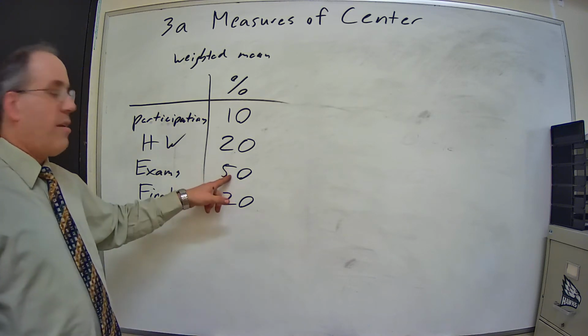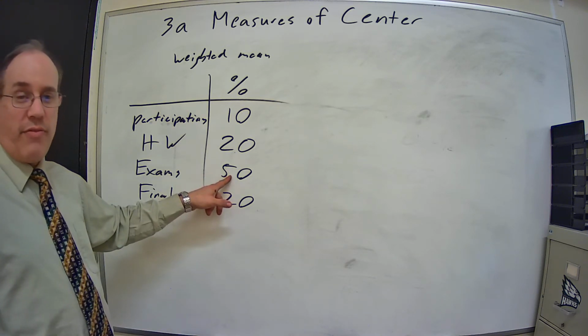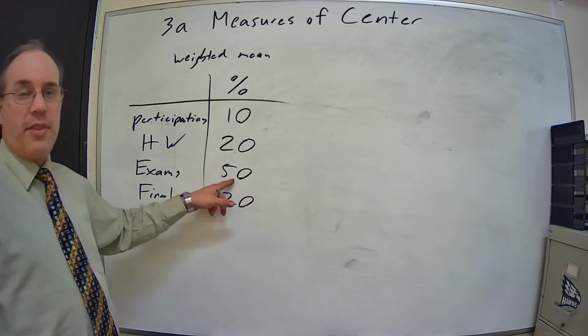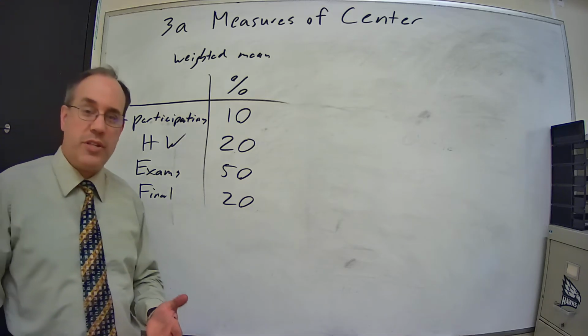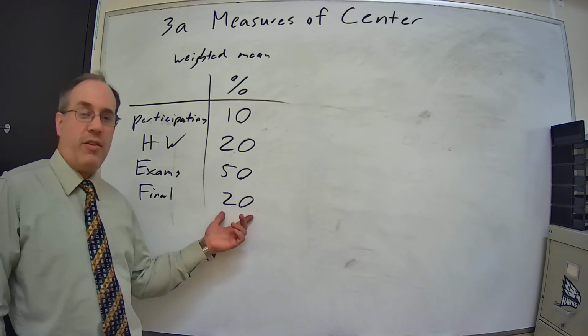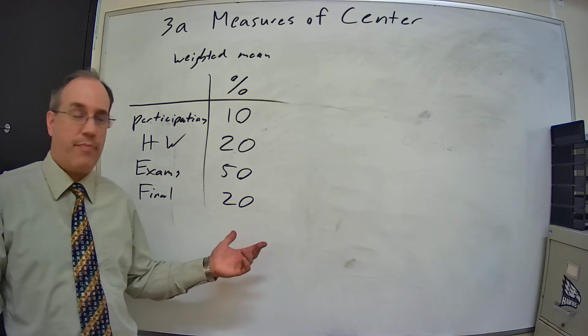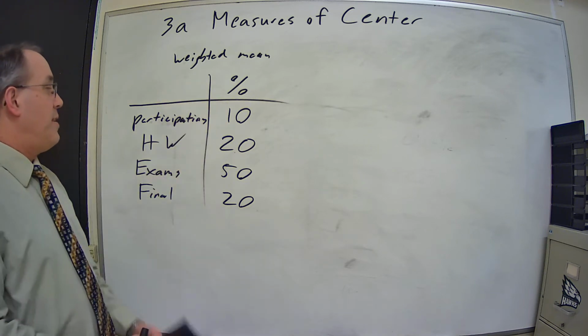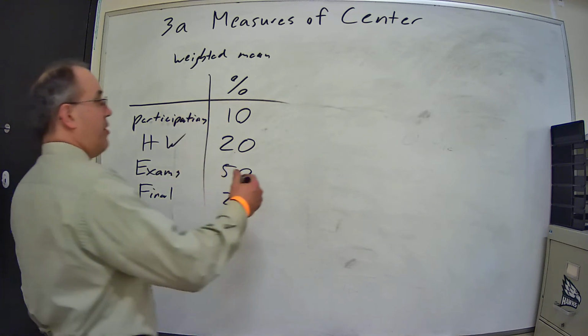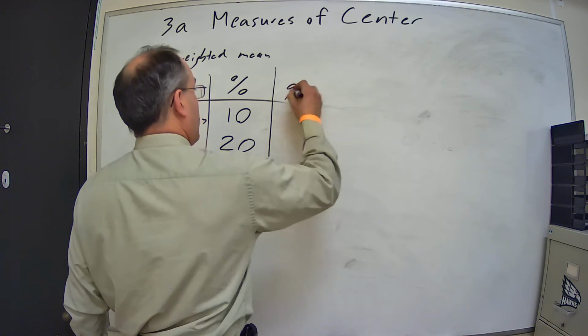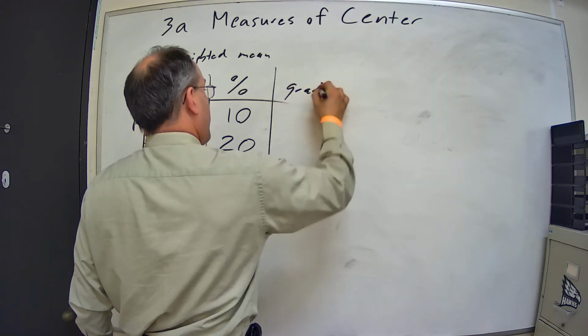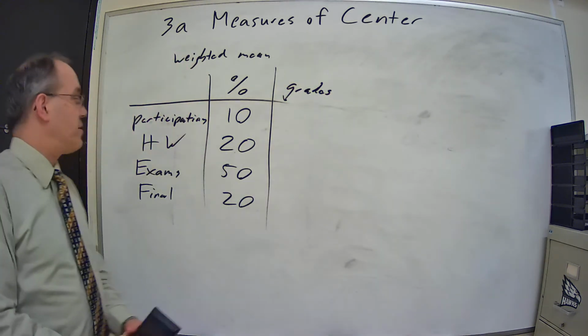So 50 divided by 4 is 12.5. So each exam in this class is worth about 12.5% of the class grade. Your final exam is worth almost double that. It's worth 20% of the class grade. Now, of course, we know that there are a number of things involved with this.